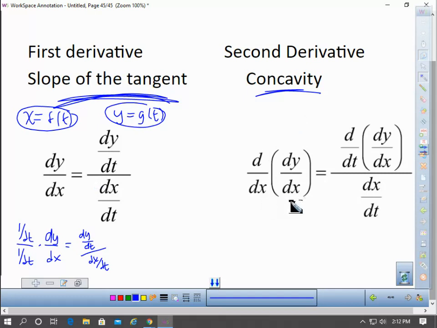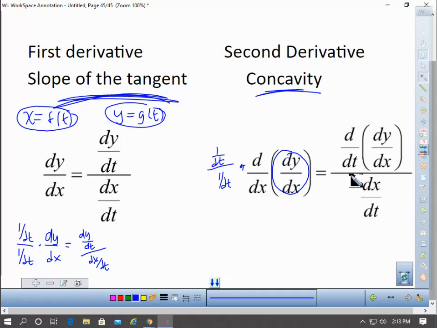So in order to find the second derivative, which means you're taking d dx of dy dx, that equals this expression here. So again, you can do the same thing that I was just talking about. You can multiply by the form of 1, 1 over dt over 1 over dt, multiply this times this. So when you do that, you're going to get d dt of the first derivative divided by dx dt. So that's where this comes from. You're really just multiplying by 1 over dt, 1 over dt.